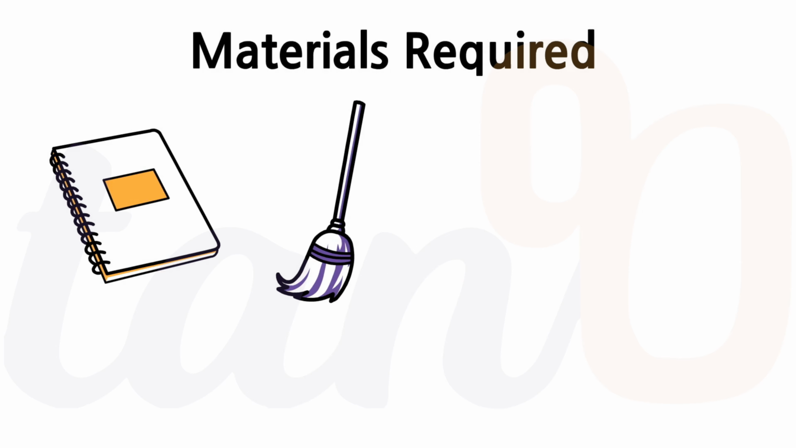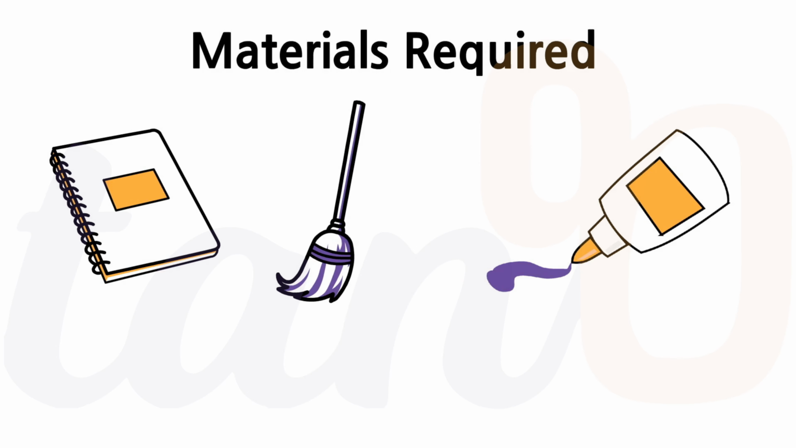Materials required for this activity are 2 pages from a notebook, broomstick, glue of any type, a protractor. If you have all these materials ready, let's begin.